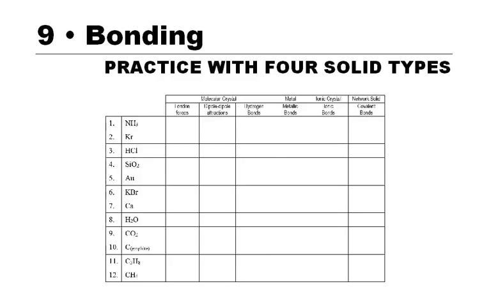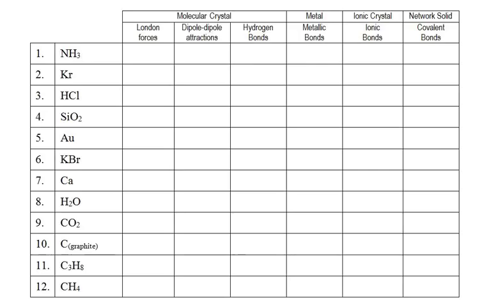This will be a really quick practice with giving compounds. Can you pick out what type of solid each of these is? If you haven't already done it, pause it right here and figure out what type of solid each of these chemicals is, and I'll go through the answers in about 3 seconds.